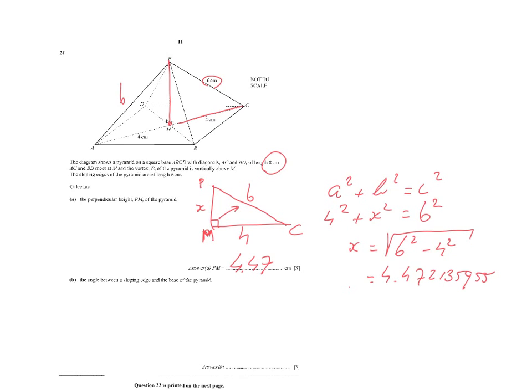There you go. And then they ask, what is the angle between a sloping edge and the base of the pyramid? So again, you have to find a particular right angle triangle in which that angle lies. So between the sloping edge and the base of the pyramid. Well, CM is part of the base, and PC is the sloping edge. So actually you are talking about this angle. I call it theta. There you go.